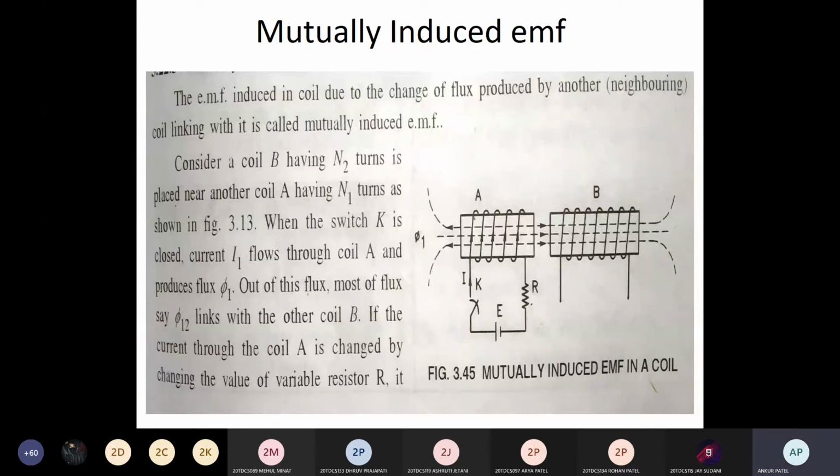In mutually induced EMF, you can see these two coils are connected. In coil A we are giving the battery voltage, so accordingly current is flowing in coil A. Can anyone tell me whether A and B are magnetically connected or electrically connected? Magnetically. Anyone? Is anyone saying electrically connected?